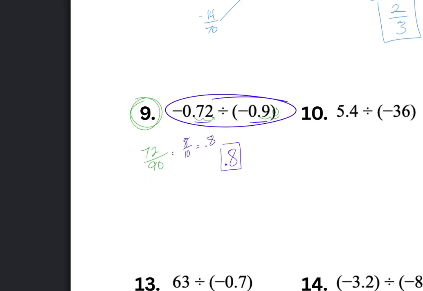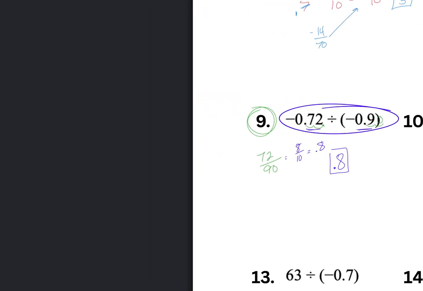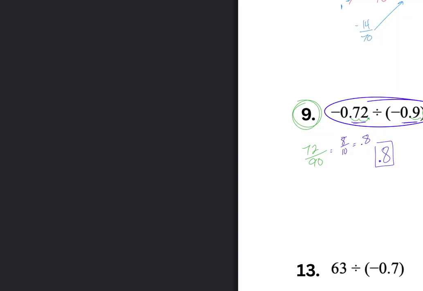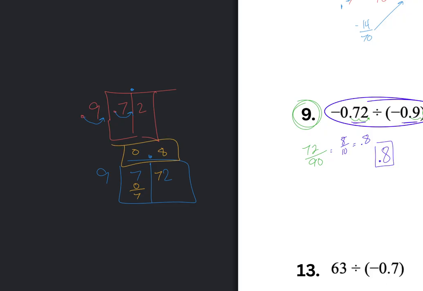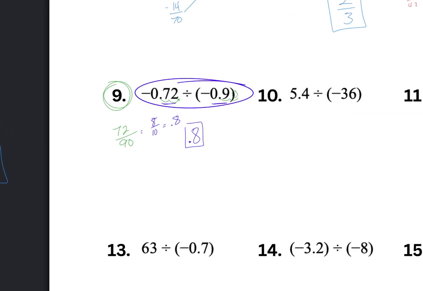And if you really don't like what just happened here with the moving of the decimals, then slide over here and do 0.9 divided by 0.72. Here's where you need to move the decimal. Move the decimal. And it's now 9 into 7.2. How many times does 9 go into 7? 0 times. How many times does 9 go into 72? 8 times. Look, 0.8. So, anyway, let's move on.